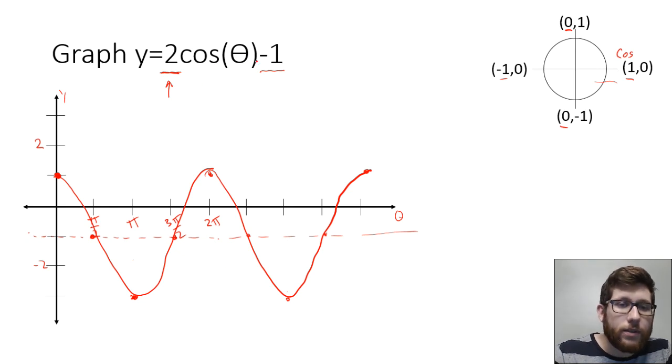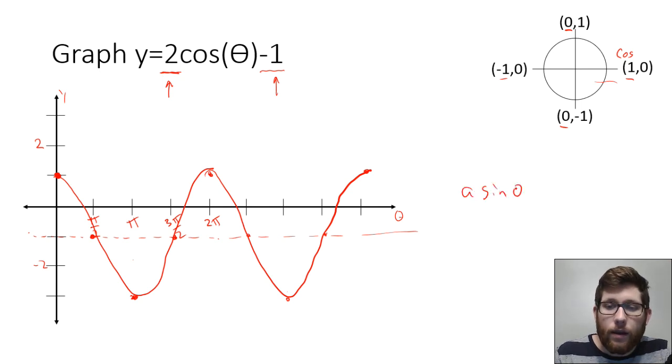The main point is this is your midline. Over here on the right side, when I have something like A sine theta, we'll say plus D, this is my displacement. It's my shift vertically. The A is my vertical stretch. So this is vertical shift. This is vertical stretch.